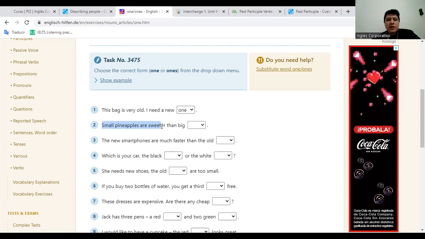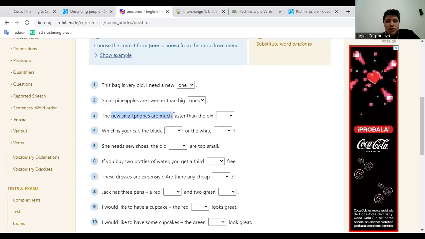Perfect. Now let's see this one. Small pineapples are sweeter than big ones. What do you think? Ones, perfect. And ones is replacing what word, guys? It's replacing pineapples. Very nice. Now let's see. The new smartphones are much faster than the old one or ones? Ones. And ones is replacing smartphones. Very nice.